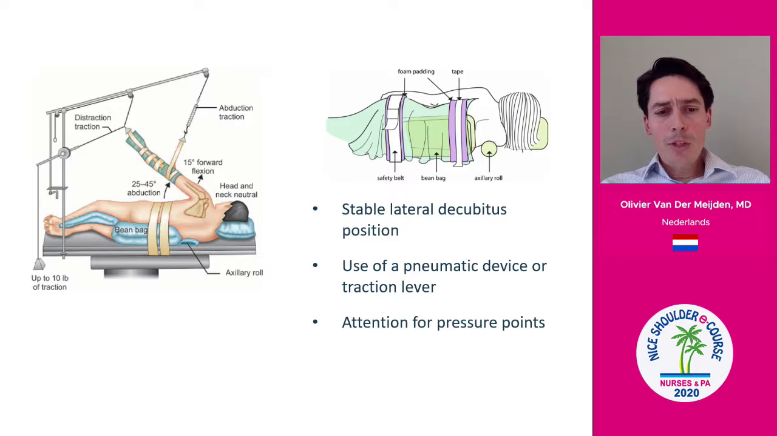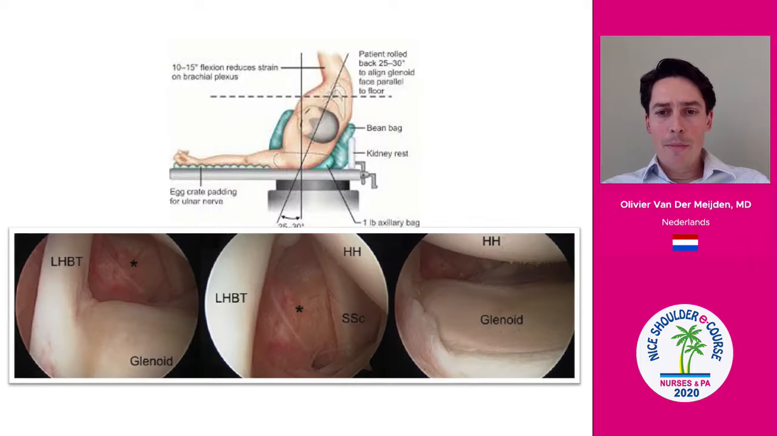And what is important is that the patient is stable, obviously. So you can use a bean bag and the safety belt. And caution has to be paid to make sure that there are no pressure points around the body, particularly not on the nervous systems. So pay attention to the pressure points and then apply the traction to the arm. And if you look from the head position of the patient, you see that the patient is slightly tilted backwards in order to make the glenoid face parallel to the floor. Also, attention is paid to padding the opposite arm on which the patient is lying.